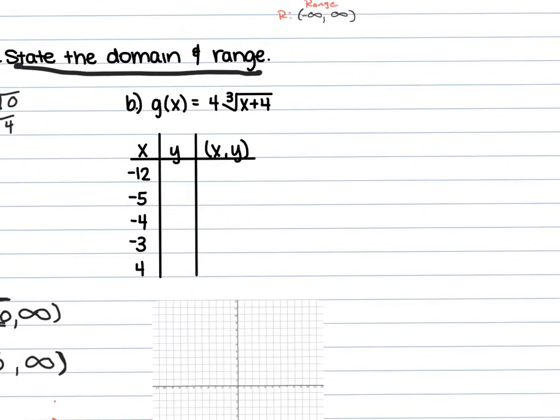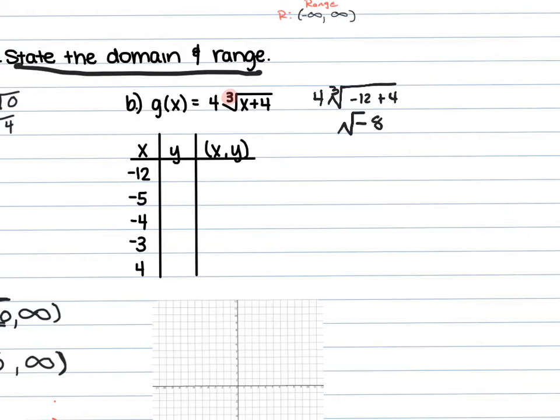Now, are we allowed to use negative numbers when it comes to the cube root functions? Yes, that's okay. So they want me to try negative 12. So what I'm going to do is plug in negative 12. So we get 4 times the cube root of negative 12 plus 4. And I'm just going to work this out. Negative 12 plus 4 is negative 8.